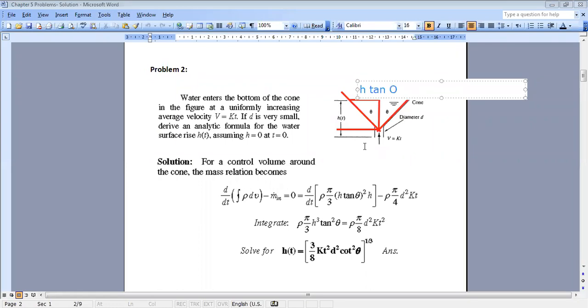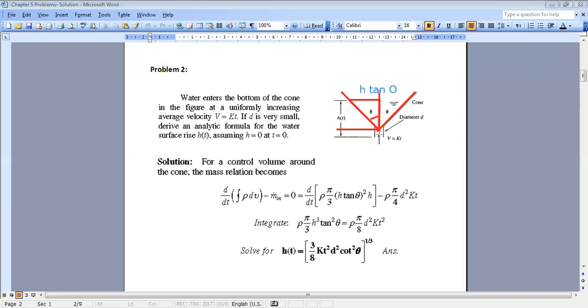Doctor, where is the theta between? Theta is between the vertical and the cone edge. You have here, this is the cone edge, and this is the vertical height. Theta is the angle between them here.